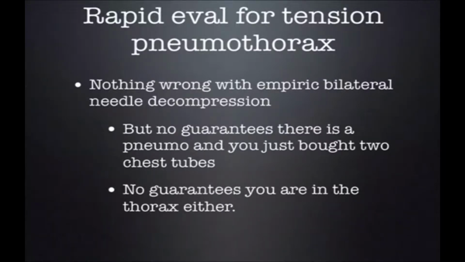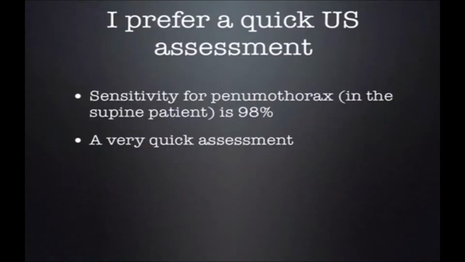Now, there's nothing wrong with empiric bilateral needle decompression when the clinical scenario strongly suggests tension pneumothorax. But still, there's no guarantee that there's a pneumothorax. But one thing you guarantee is if you do a needle decompression, then you need to follow that up with chest tubes. In addition, there's some good evidence out there that shows that you may not actually enter the thorax because some people have a thick chest wall. So you may stick that needle in the second intercostal space, mid-clavicular line, get no rush of air, and assume there's no pneumothorax, when in reality, the needle never pierced the thorax to begin with.